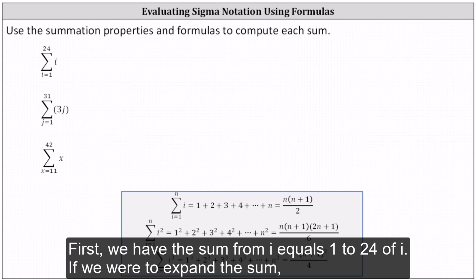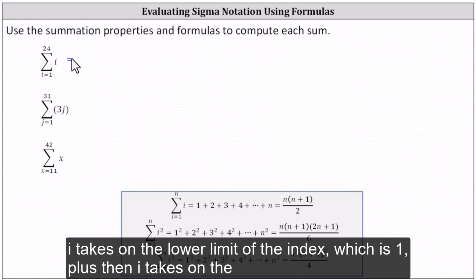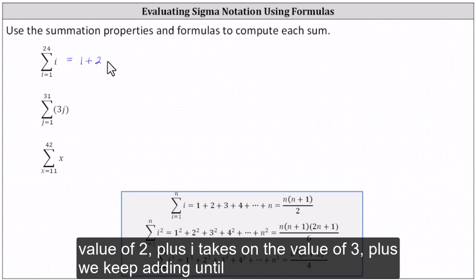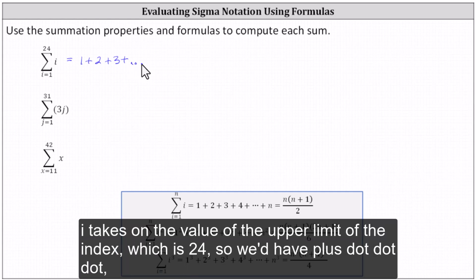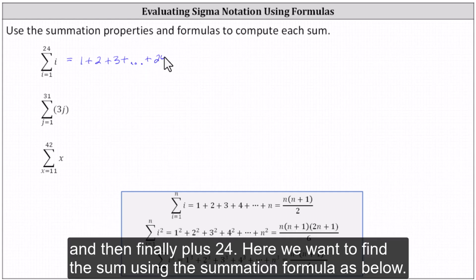If we were to expand this sum, i takes on the lower limit of the index, which is 1, plus, then i takes on the value of 2, plus, i takes on the value of 3, plus, we keep adding until i takes on the value of the upper limit of the index, which is 24. So we'd have plus dot dot dot, and then finally plus 24. But here we want to find the sum using the summation formulas below.